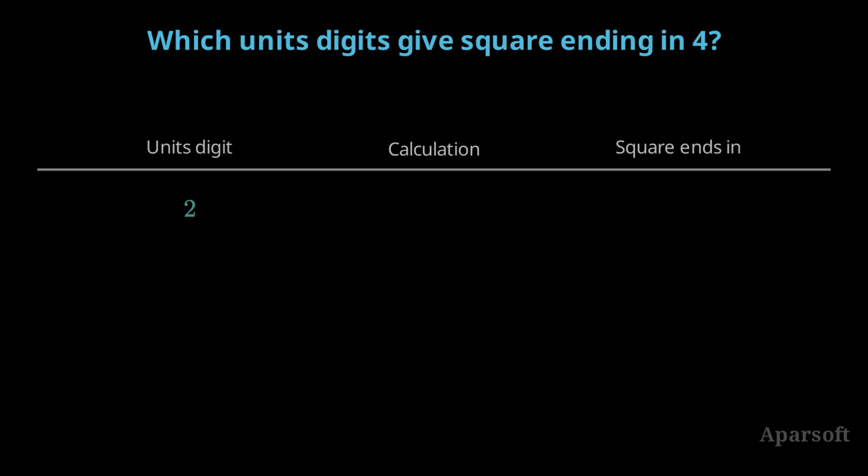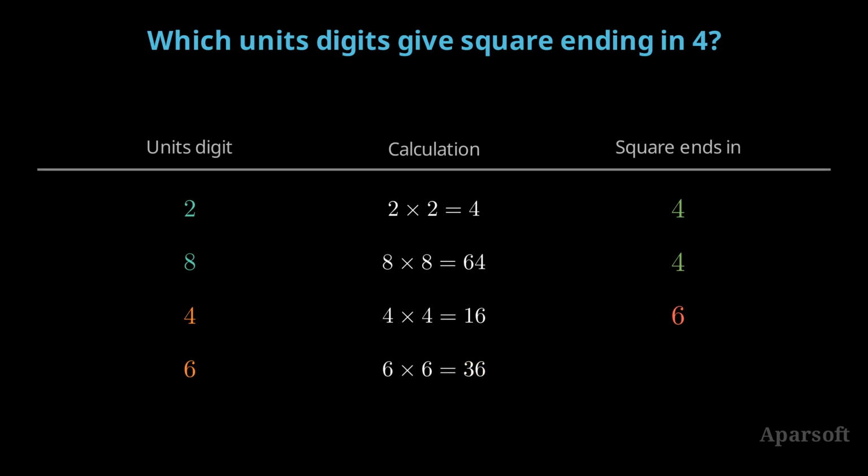Let us check. If a number ends in 2, then 2 times 2 is 4, so the square ends in 4. What about 8? 8 times 8 is 64. The units digit is also 4. So numbers ending in 2 or 8 have squares ending in 4. Now what about 4? 4 times 4 is 16, ends in 6. Not 4. And 6 times 6 is 36, also ends in 6. So numbers ending in 4 or 6 have squares ending in 6. Here is our golden rule. Ends in 2 or 8, square ends in 4.